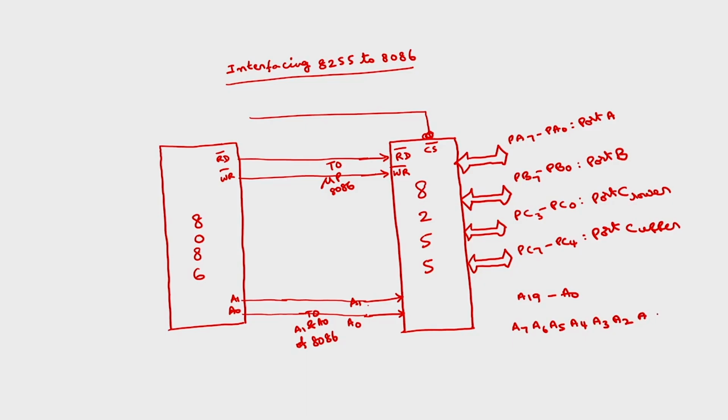Anyhow, we are going to connect A1, A0 to A1, A0 of the 8255. As I have discussed, the function of A1 and A0 of 8255 is: 00 will select port A, 01 port B, 10 port C, 11 control word register. This is the selection.